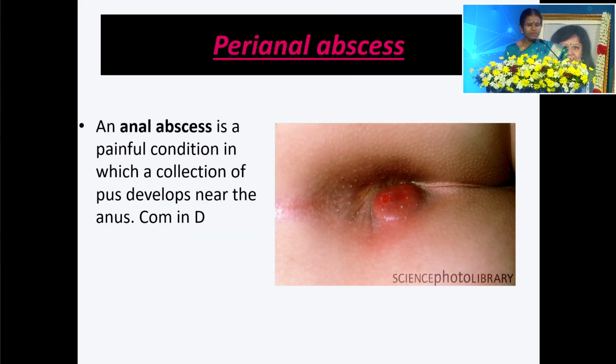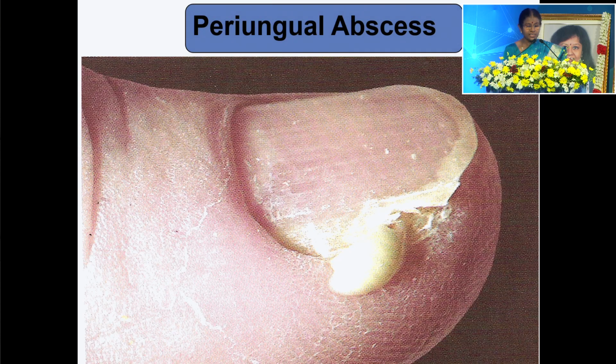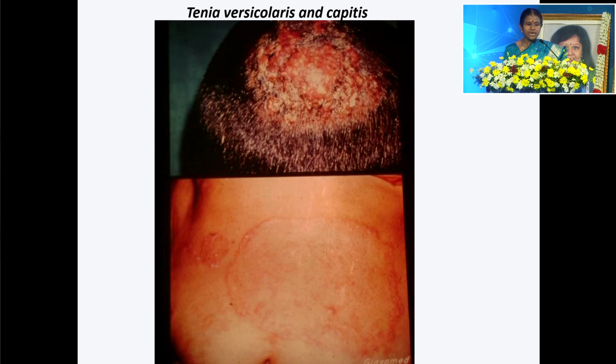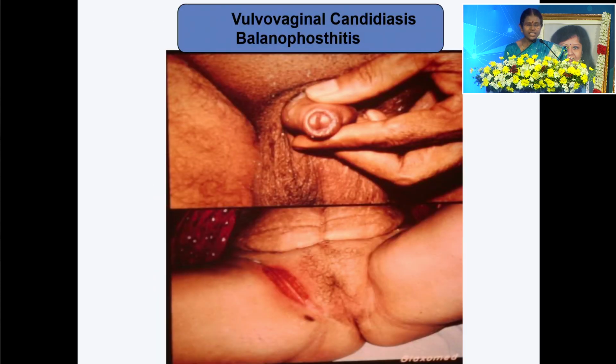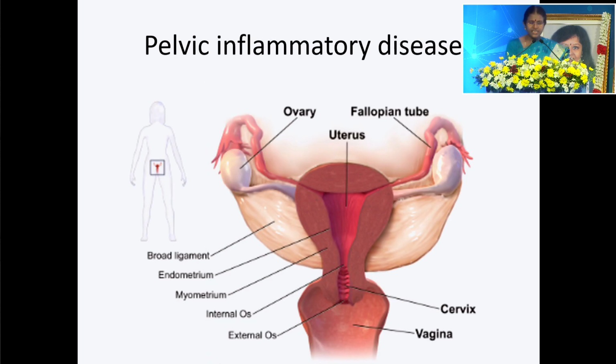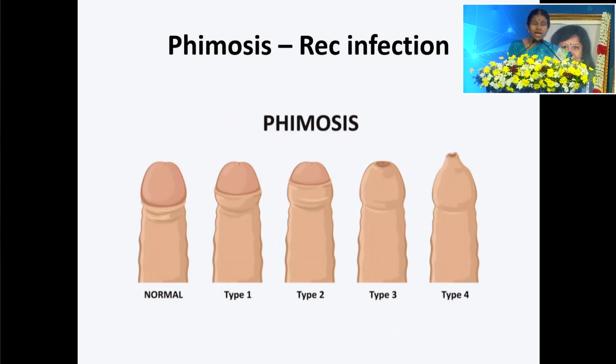Perianal abscess is a painful condition in which a collection of pus develops near and around the anus, and it's very common in diabetics. Periungual abscess and fungal infections: oral candidiasis, especially in denture users and uncontrolled diabetes, tinea versicolor and capitis. Vulvovaginal candidiasis, of course, you all will be seeing more commonly in your practice whenever the blood sugar goes out of control, or we diagnose diabetes when they come with these conditions. Balanoposthitis, genital pruritus, and pelvic inflammatory diseases are again very common in uncontrolled diabetes. And phimosis: you should look for phimosis. Any degree of phimosis causes infection and interferes with the control.